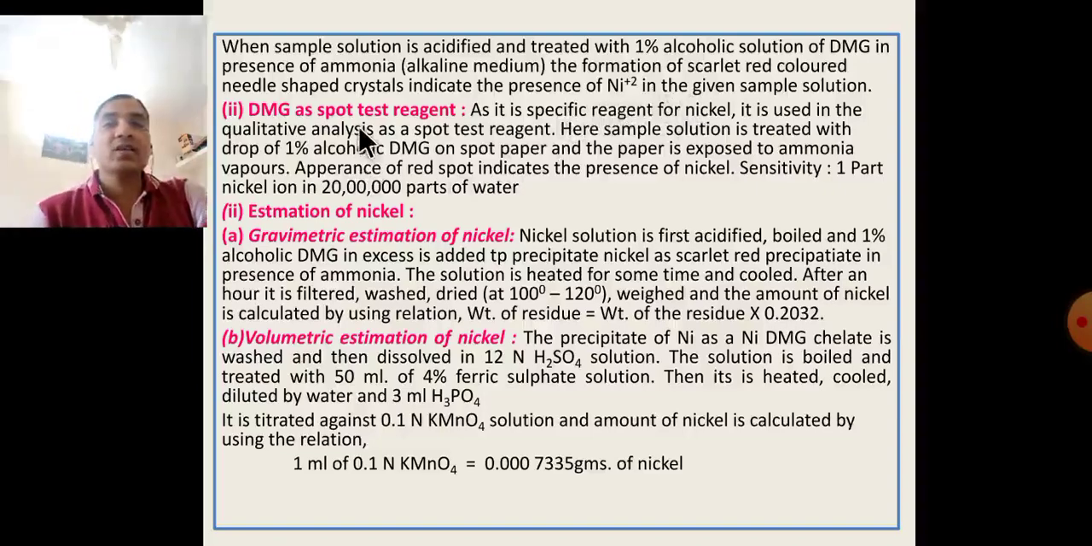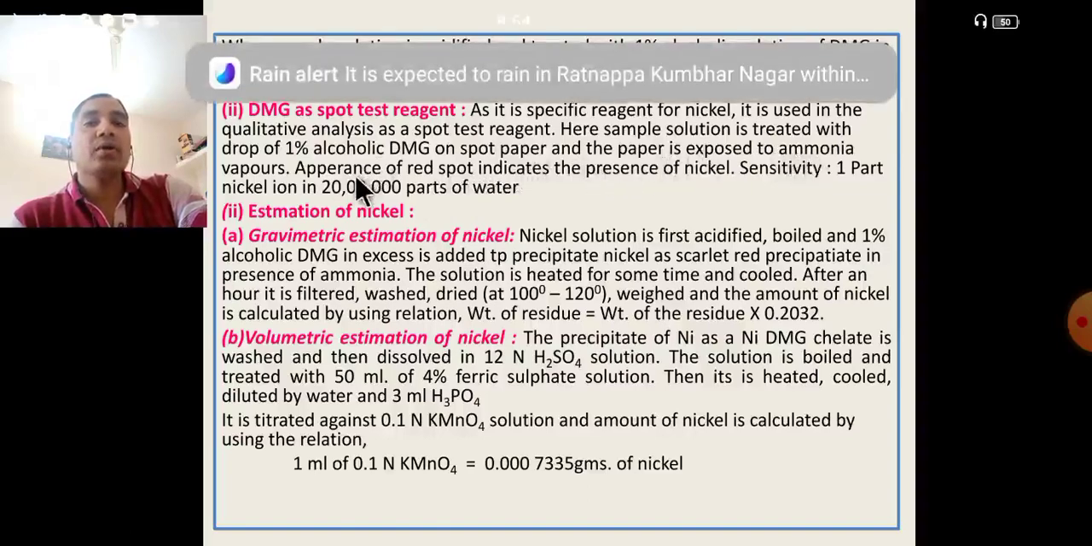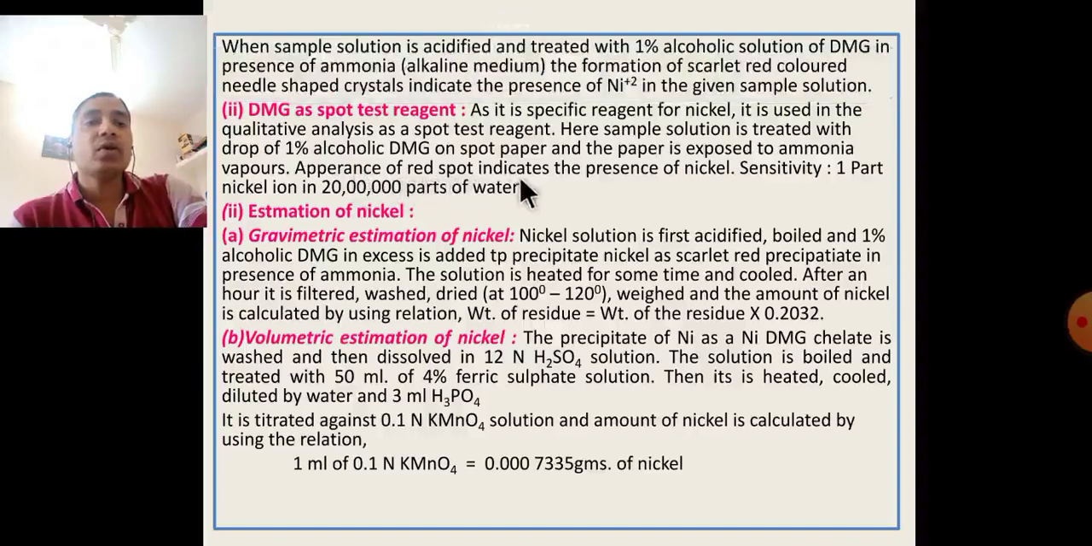Second, DMG as a spot test reagent. As it is a specific reagent for nickel, it is used in qualitative analysis as a spot test reagent. Here, the sample solution is treated with a drop of 1% alcoholic DMG on spot paper and the paper is exposed to ammonia vapors. Appearance of a red spot indicates the presence of nickel. Sensitivity: 1 part nickel ion in 20 lakh parts of water.